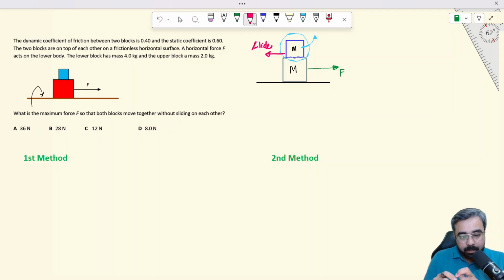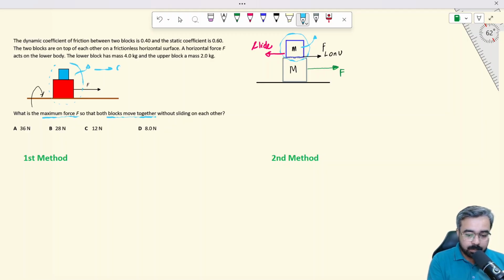Understand? So when it is trying to slide in that direction, which force will keep it at rest relative to the lower block? That is, dear students, this force, the force of friction applied by the lower block on the upper block. So in this question, you have to calculate the maximum force so that both blocks move together. Together means they move as one system, which means that the upper block does not accelerate relative to the lower block. I hope you understand that.